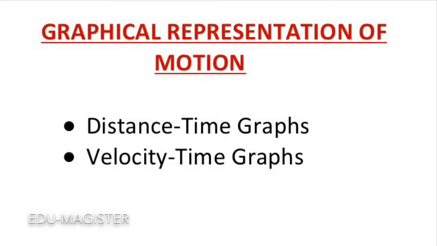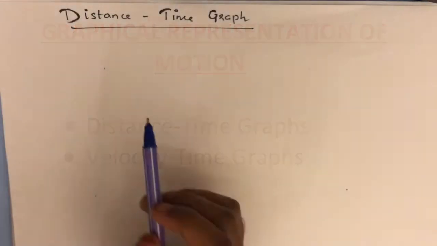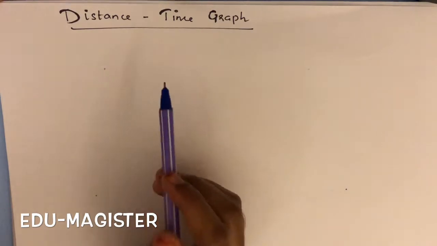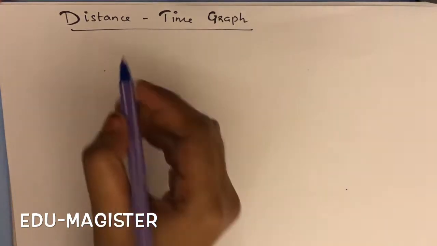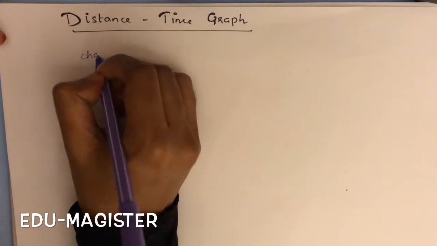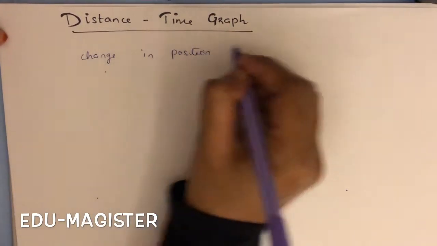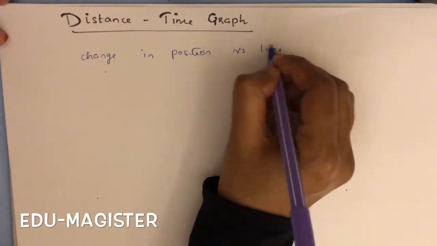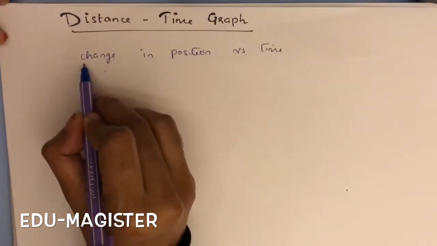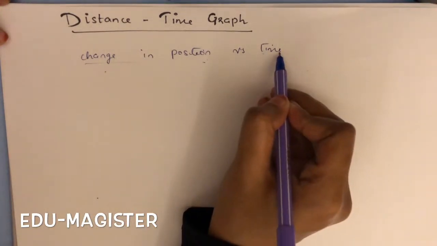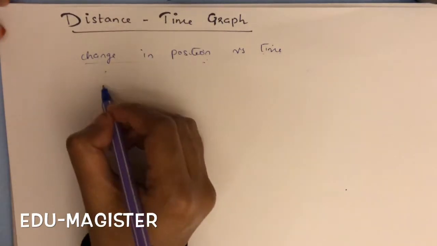In this class, we will be discussing two graphs, that is distance time graphs and velocity time graphs. So this is the first type of graph that we are going to discuss. In a distance time graph, we represent the change in position with respect to time. That is, we'll talk about how the distance is varying or the position is varying with respect to time.